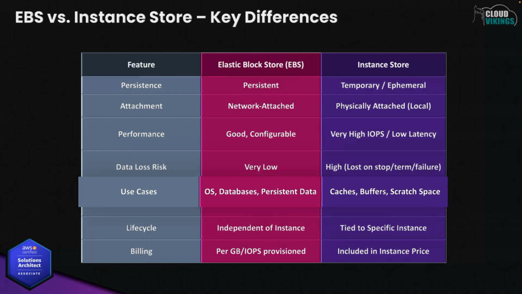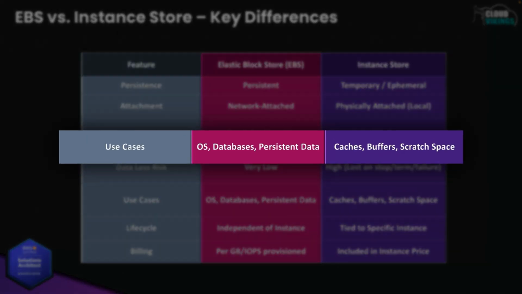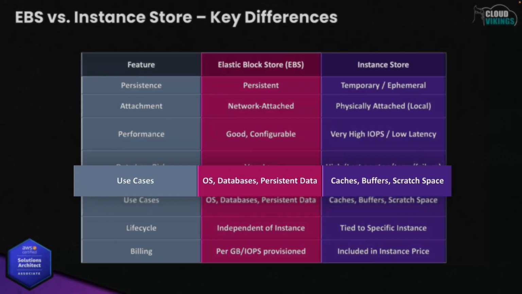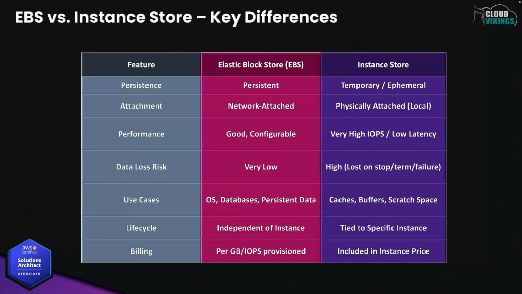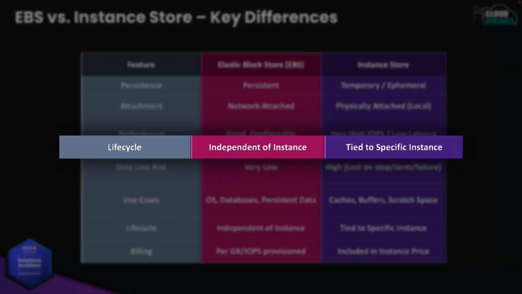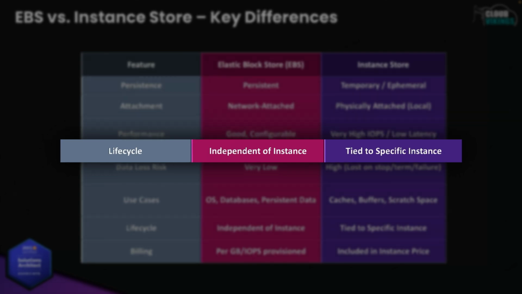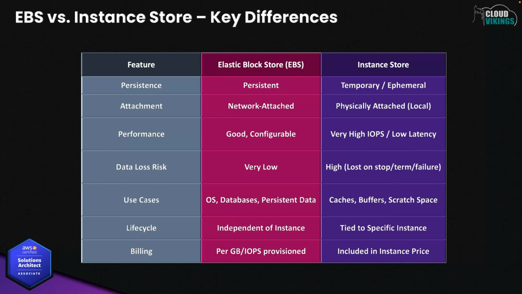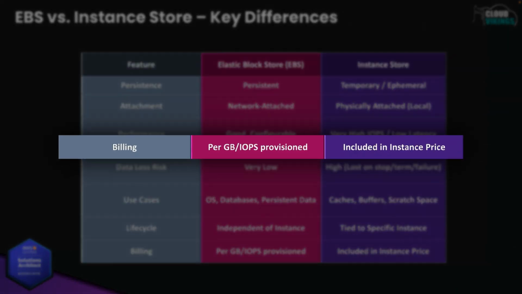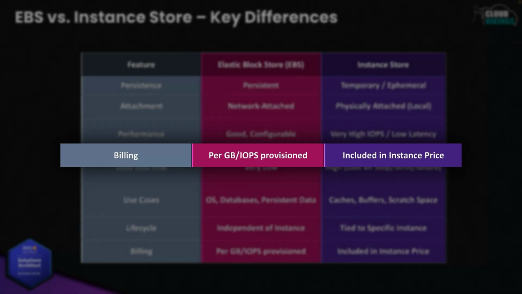Now, for use cases, we saw that EBS is ideal for your OS, databases, and any kind of persistent application data. Then jumping to EC2 lifecycle independence, our EBS volumes have a life that's essentially independent of a single EC2 instance. Instance store volumes, on the other hand, are tied to the life and health of one specific running instance. And then lastly, for billing, remember EBS is billed based on the provisioned size, per gigabyte per month, and potentially on different performance characteristics like IOPS and throughput, while the instance store cost is essentially included in the hourly price of the EC2 instance type that provides it.